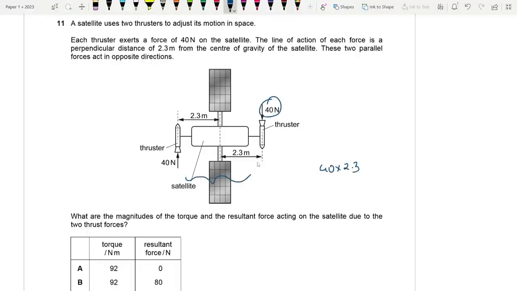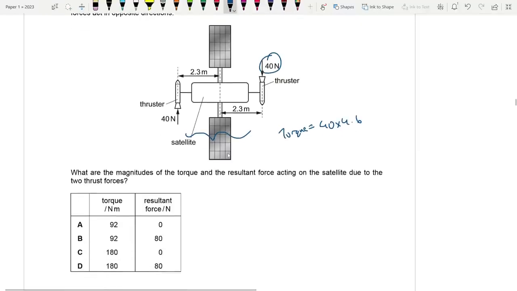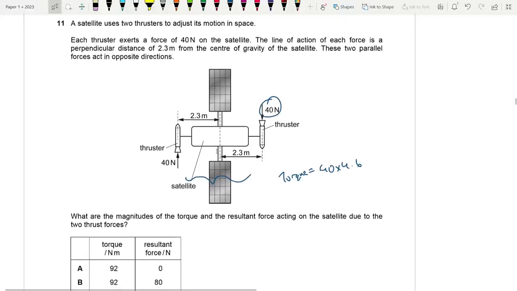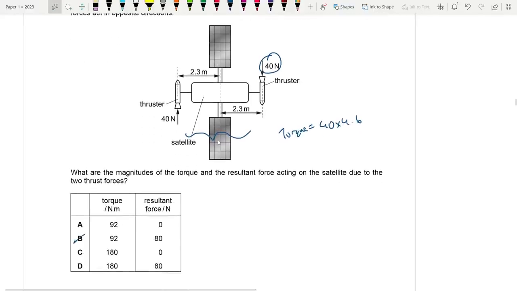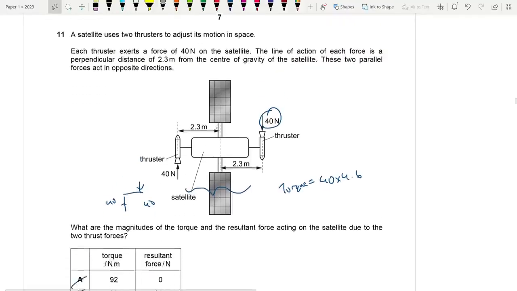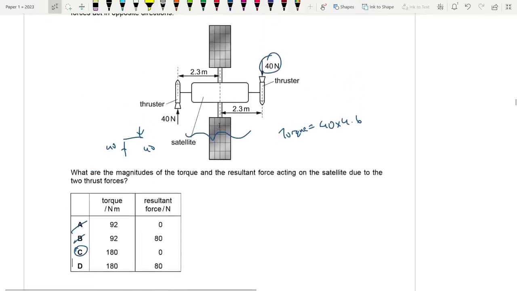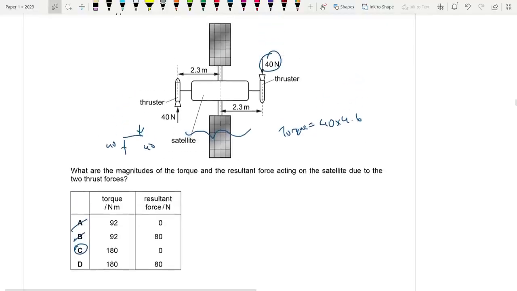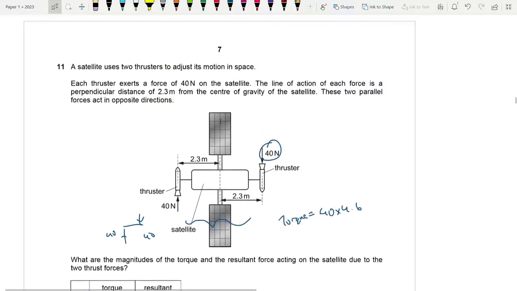So 40 times 2.3 is the torque. Sorry, 40 times the total distance, which is 2.3 times 2, 4.6. 4.6 times 40 gives you 184. So the closest answer is 180. So it's between these two. But what is the resultant force? Upwards 40, downwards 40. The net force is in fact 0. So it's C. 11 is C. This is a question on a couple. Relatively easy till now. I haven't seen a hard question yet.